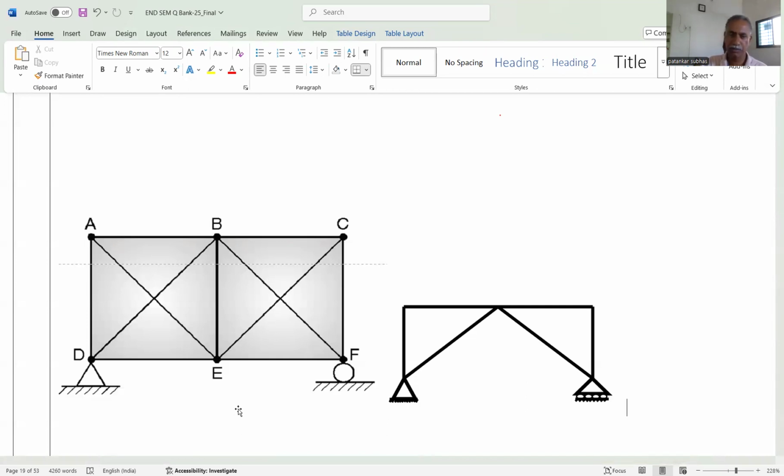Then again we repeat the same procedure, find the forces in all the members, and then we take Pk into L, that is the length of each member, divided by A multiplied by E, which gives the deflection at point E. That means if I want the deflection at E, we apply the unit load at point E. If I want the deflection at B, we apply the unit load at B, like that. Okay, so let us start.